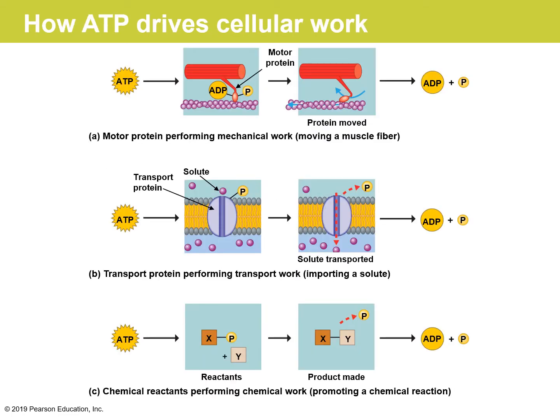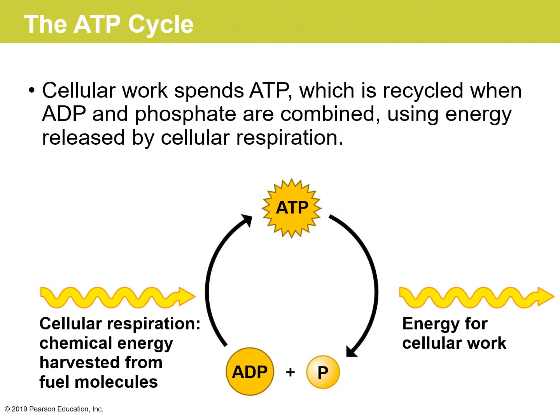Each type of work shown here is powered when an enzyme transfers phosphate from ATP to a recipient molecule. The ATP cycle basically explains that energy from processes that yield energy, such as the breakdown of organic fuels, is transferred to processes that consume energy, such as muscle contraction and other cellular work.